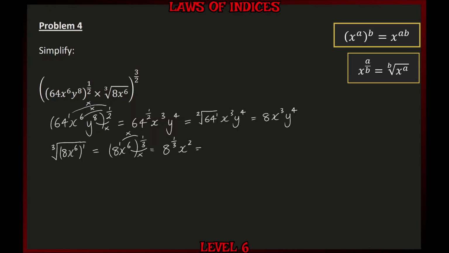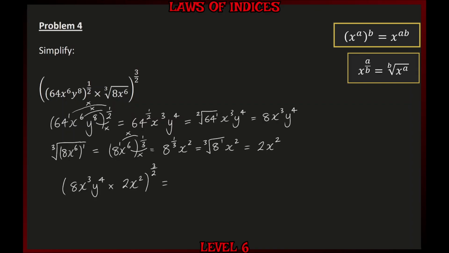8 to the power of a third can again be rewritten using our fractional power law as 8 to the power of 1 cube rooted. And we have our x squared afterwards. Now the cube root of 8 is 2, because 2 times 2 times 2 is 8, and 2 to the power of 1 is still 2, so this becomes 2x to the power of 2, or 2x squared. Putting these two together, our original bracket now becomes 8x to the power of 3, y to the power of 4, multiplied by 2x squared, raised to the power of 3 over 2.